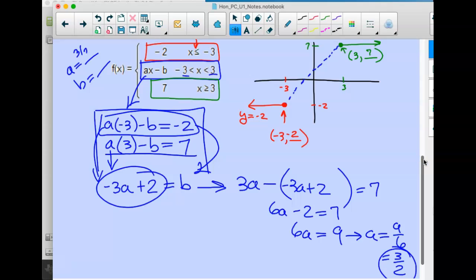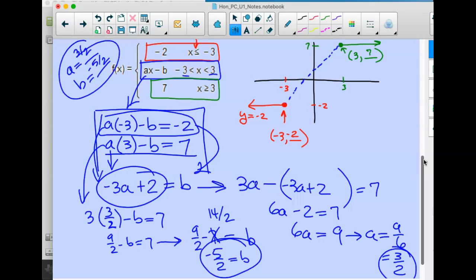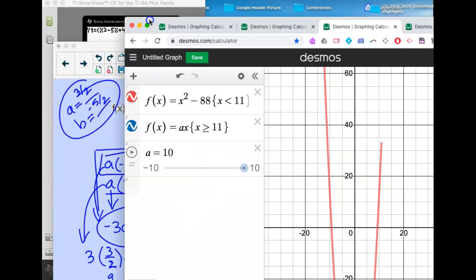So once you get a is 3 over 2, 1.5 you could say, then you can plug in a and get b. So we'll do 3 over 2 times 3 minus b equals 7. And 3 over 2 times 3 is 9 over 2. Okay, so we'll subtract, I'm sorry. Let's say b, when it's by itself, is the same as 9 over 2 minus 7, okay, which is 14 over 2, of course. So 9 minus 14 would give us negative 5 over 2, and that's the value of b. You could also say it's negative 2.5 if you want. So those are the two values for a and b that would work, right? You could graph this, okay, and you would see that at work.